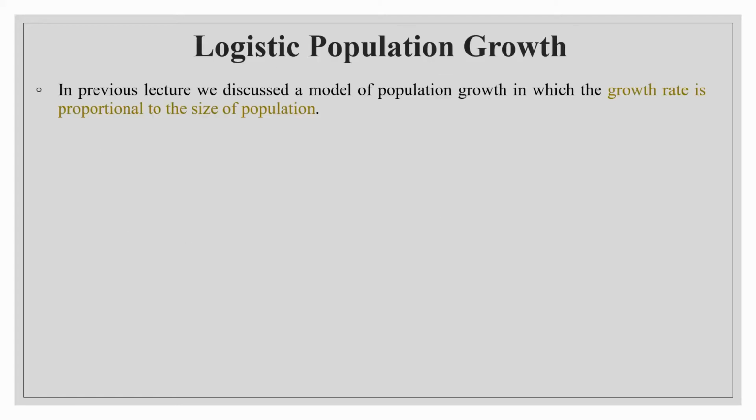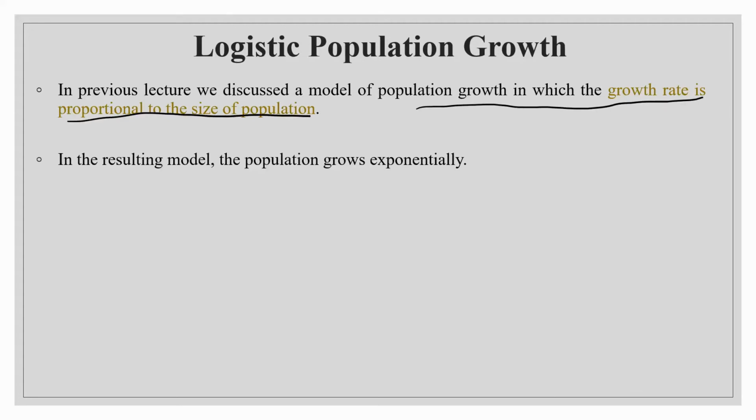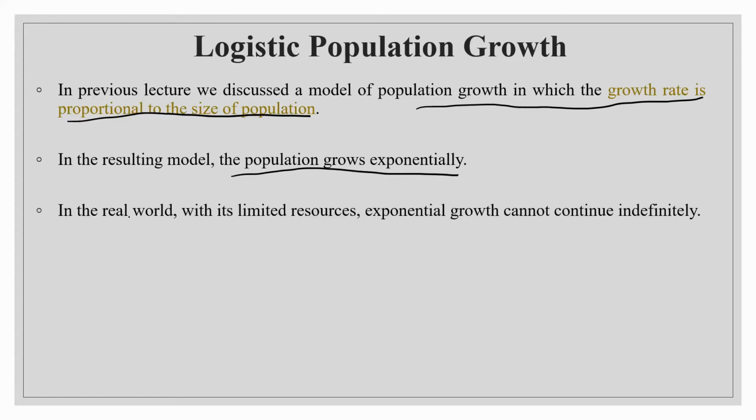So let's begin. As you have seen in the previous lecture, we discussed a model of population growth in which the growth rate is proportional to the size of the population. In the resulting model, the population was growing exponentially. But in the real world, we know that we have limited resources and exponential growth cannot continue indefinitely.